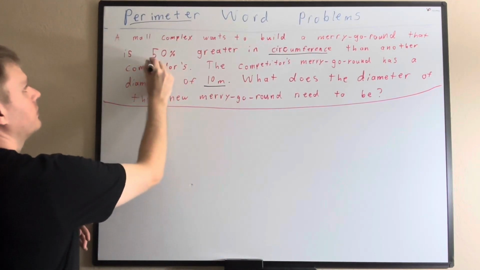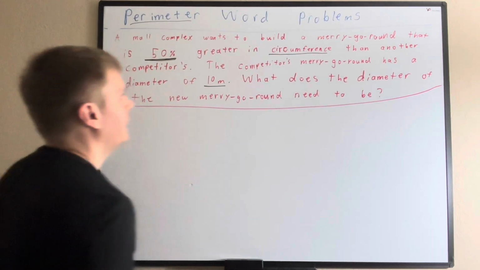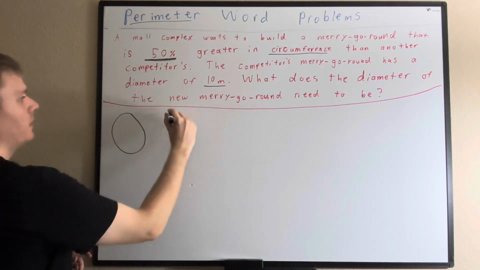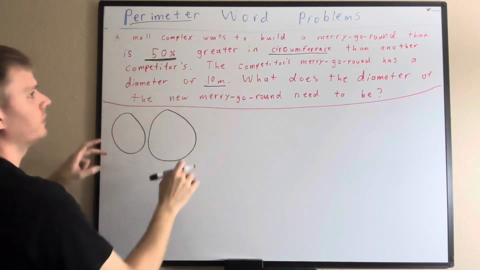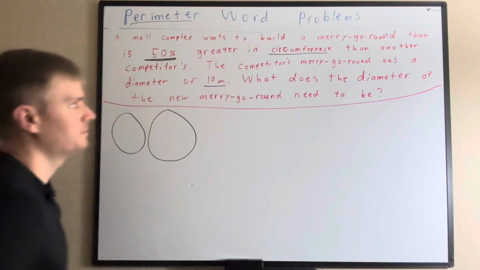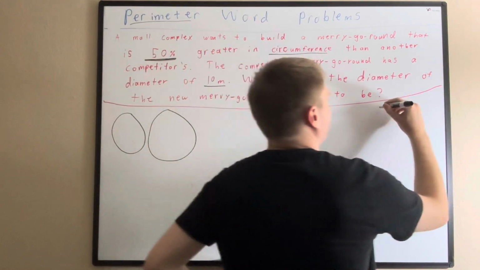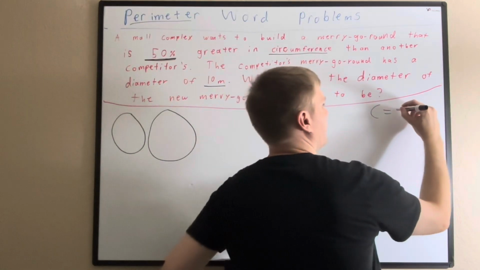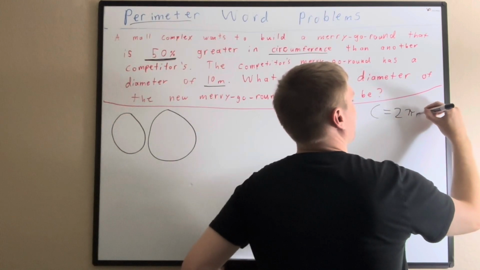Let's also underline 50% because that's important too. How do we calculate that? So we have a merry-go-round here, and we want to build one that's 50% greater in circumference than the competitor. Okay, well, first off, let's make sure we know this formula. Circumference of a circle is 2 times pi times r.